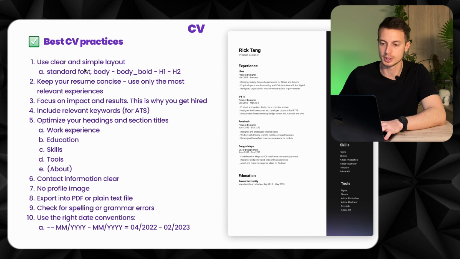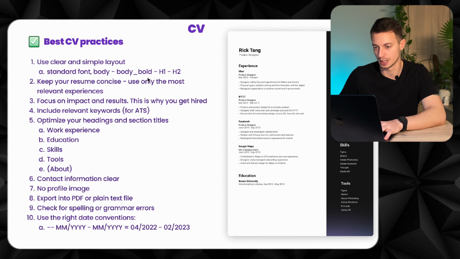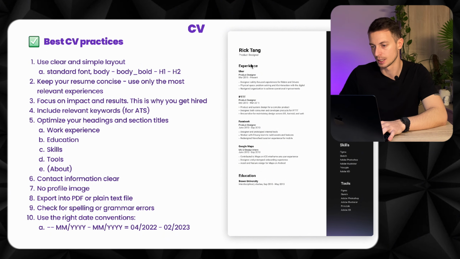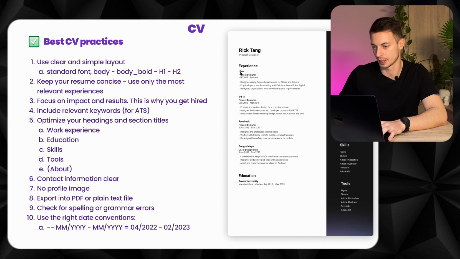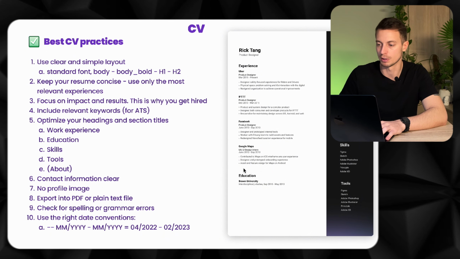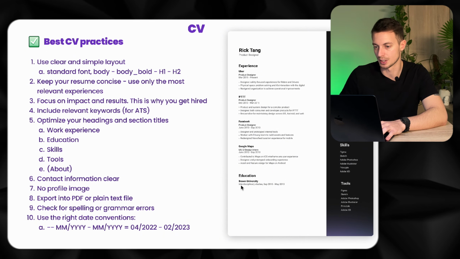So first of all, use a clear and simple layout, right? Standard fonts, body, that's it. You're going to have one big headline, then a secondary headline, maybe a third priority headline, then big body text and small body text. That's it. So basically you don't need more than 5, maybe even 4 sizes of text.